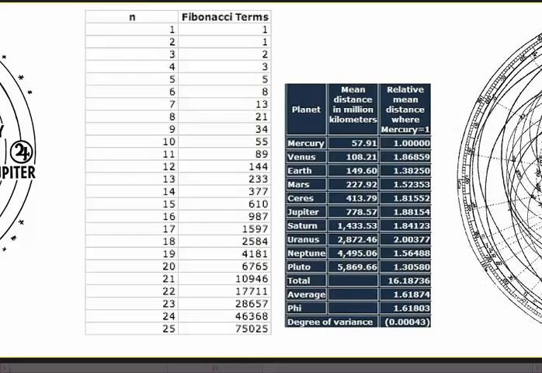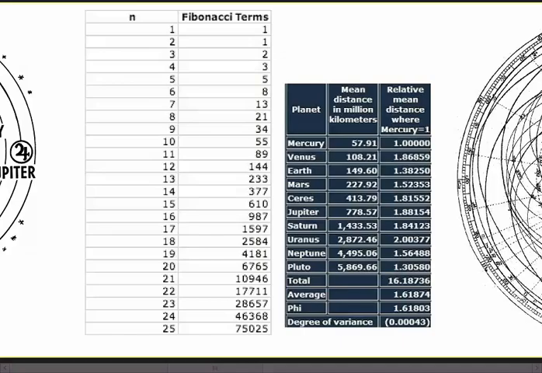Here's something I find very interesting. I long ago came across the idea that the planets are arranged through the Fibonacci sequence. If you look, at number 10, the 10th Fibonacci number is 55, which approximates Mercury's distance from the Sun in millions of kilometers.